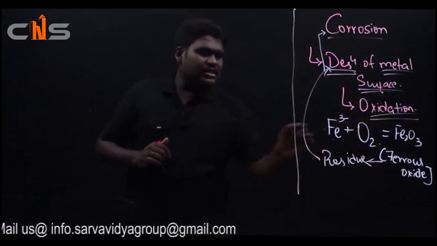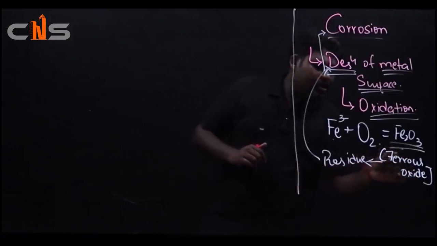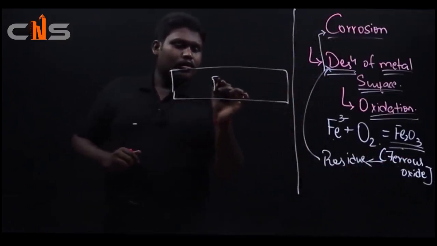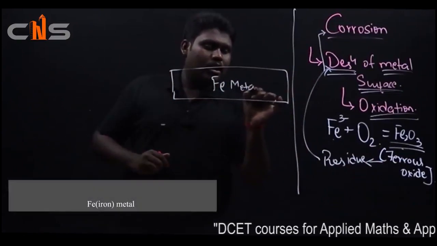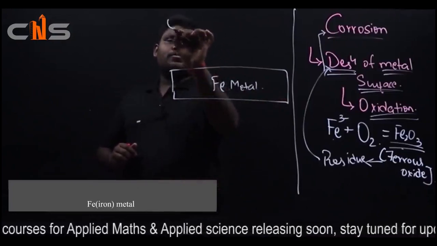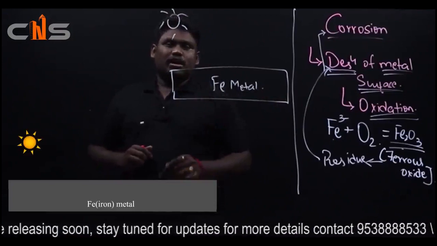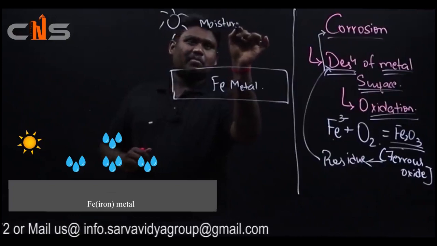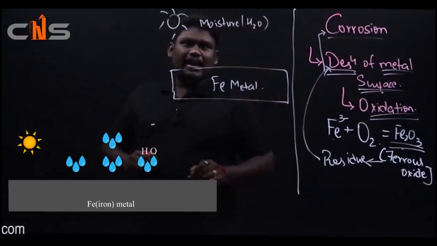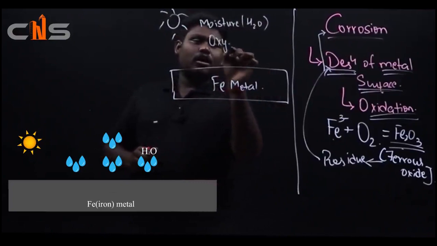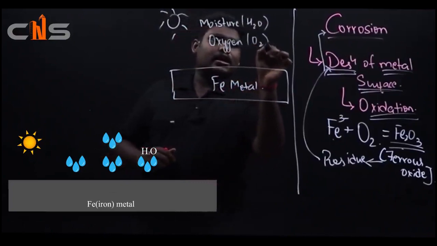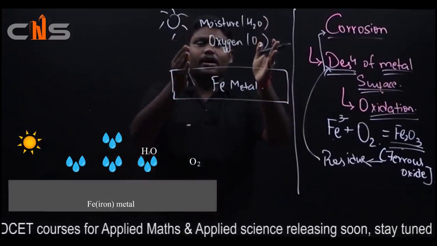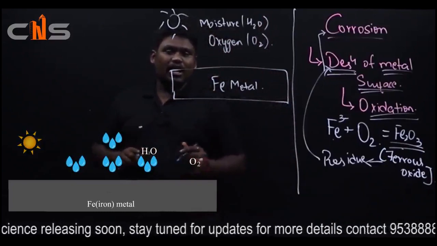Now, carrying the same example, why this Fe2O3 is formed, we'll just see it in detail. So you have a ferrous metal, okay, this is exposed to atmosphere. So in atmosphere you will have presence of moisture, that is the water content H2O, and you will have the presence of oxygen, that is the O2. So when this ferrous material is exposed to moisture and oxygen that are present in the atmosphere, what happens?